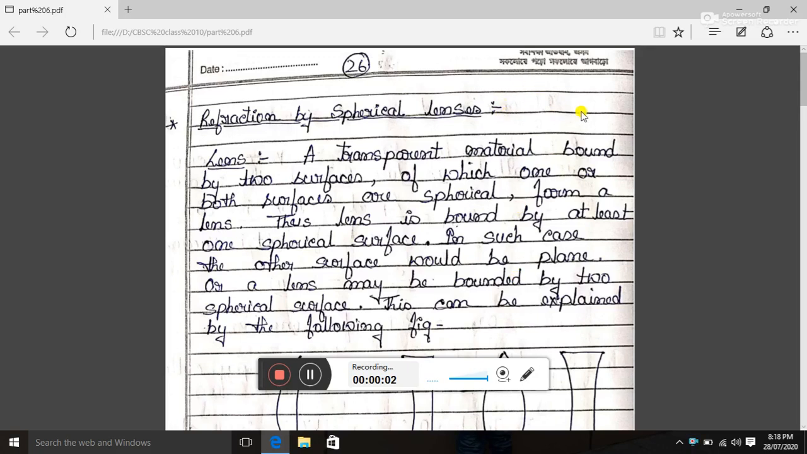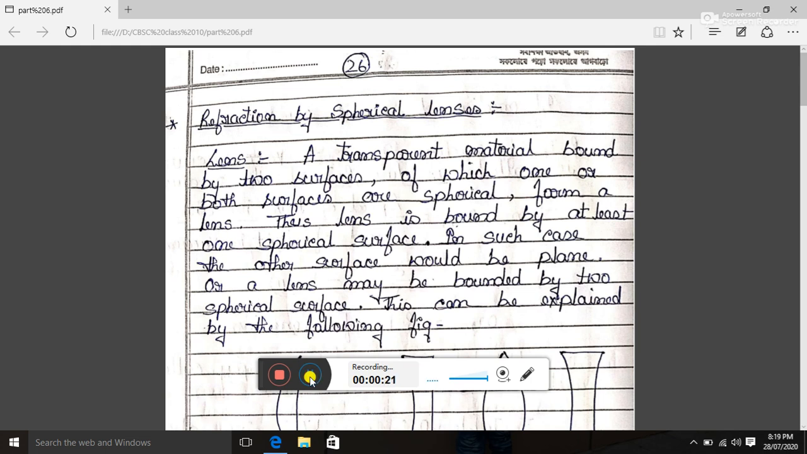Hello dear students, today I am going to start my 6th lecture on light reflection and refraction. In this lecture we will be studying refraction of light by spherical lenses.